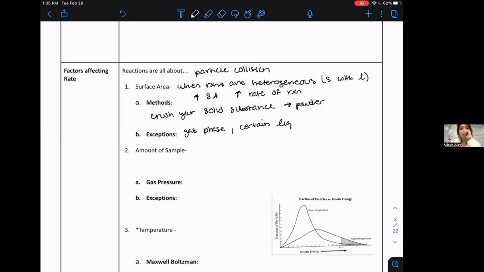In the case of liquids, what exactly does surface area have? It's heterogeneous. It's a solid with a liquid. It's a reaction that includes both. Another way to increase the rate is the amount of sample, simply having more particles.